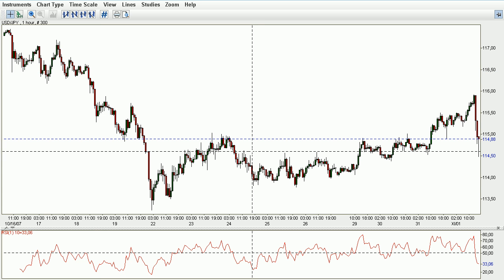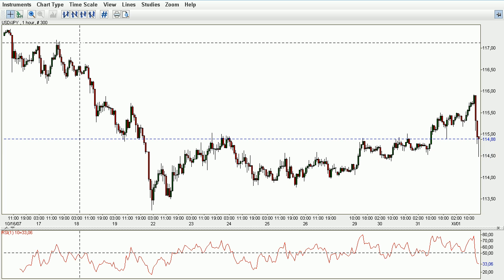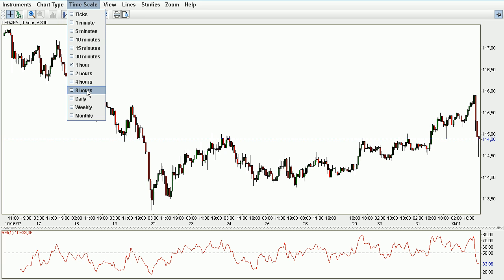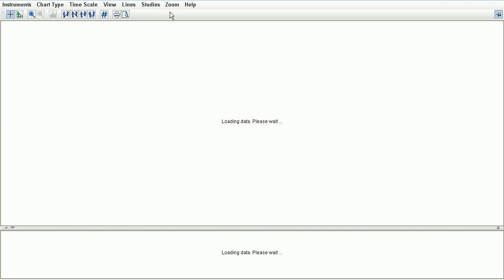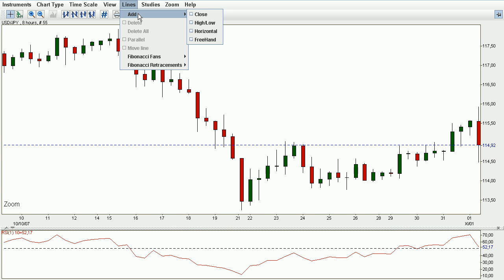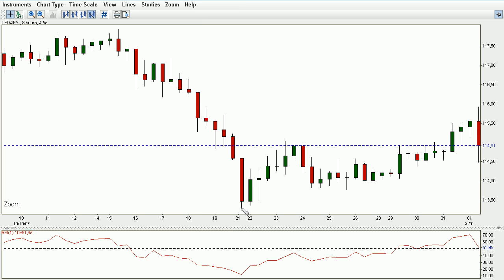Today is Thursday, the 1st of November 2007, and we're looking at the US dollar Japanese yen currency pair. The time scale is 1 hour. What we had happening today was what I was talking about yesterday. If we go to an 8-hour time scale, we can see that we had this pattern completed already, which is a bearish continuation pattern in our case, and this is the parent pattern.